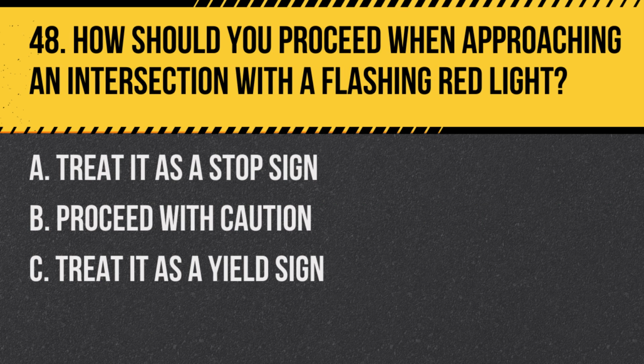Question 48. How should you proceed when approaching an intersection with a flashing red light? A. Treat it as a stop sign. B. Proceed with caution. C. Treat it as a yield sign. Answer: A. Treat it as a stop sign. A flashing red light at an intersection should be treated the same as a stop sign.